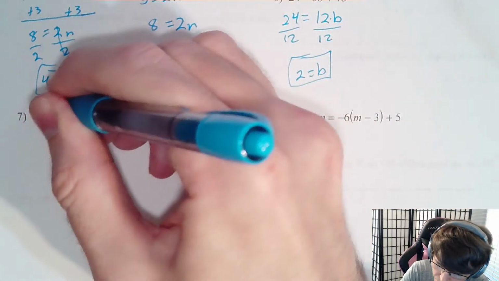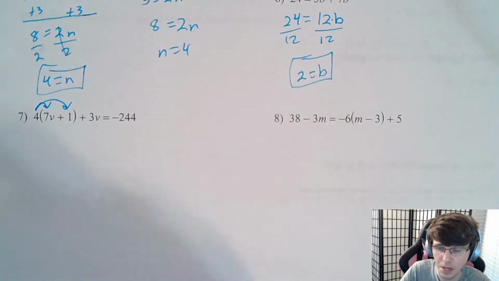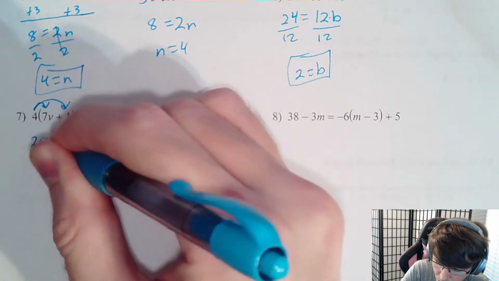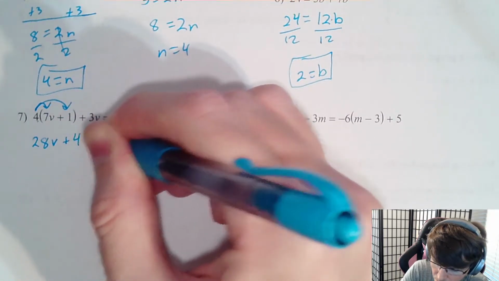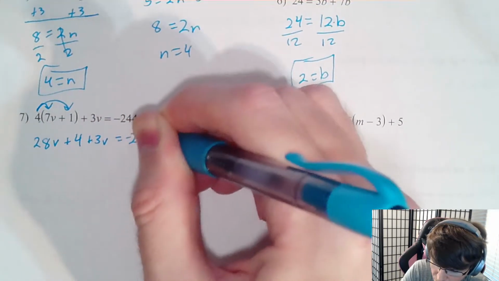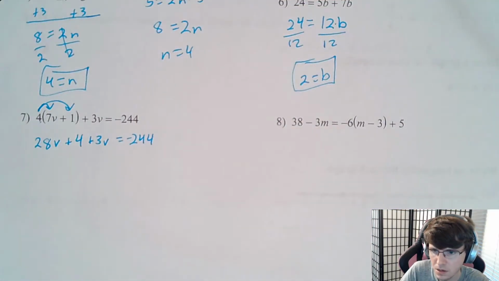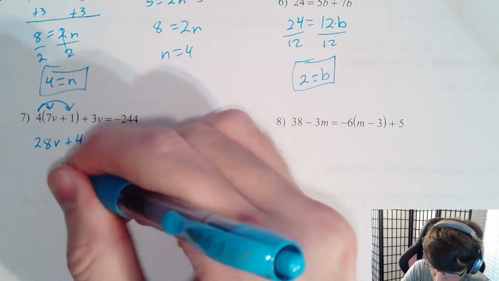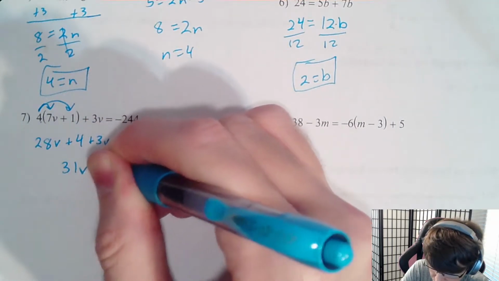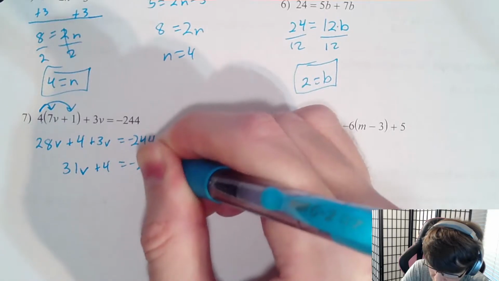All right, so 4 going to the 7, 4 going to the 1. You don't need to draw the arrows, but we're multiplying. 4 times 7 is 28. Keep the v. 4 times 1 is 4, plus 3v equals negative 244. We've got to add like terms. We have a 28v and a 3v, which is 31v, plus 4 equals negative 244.